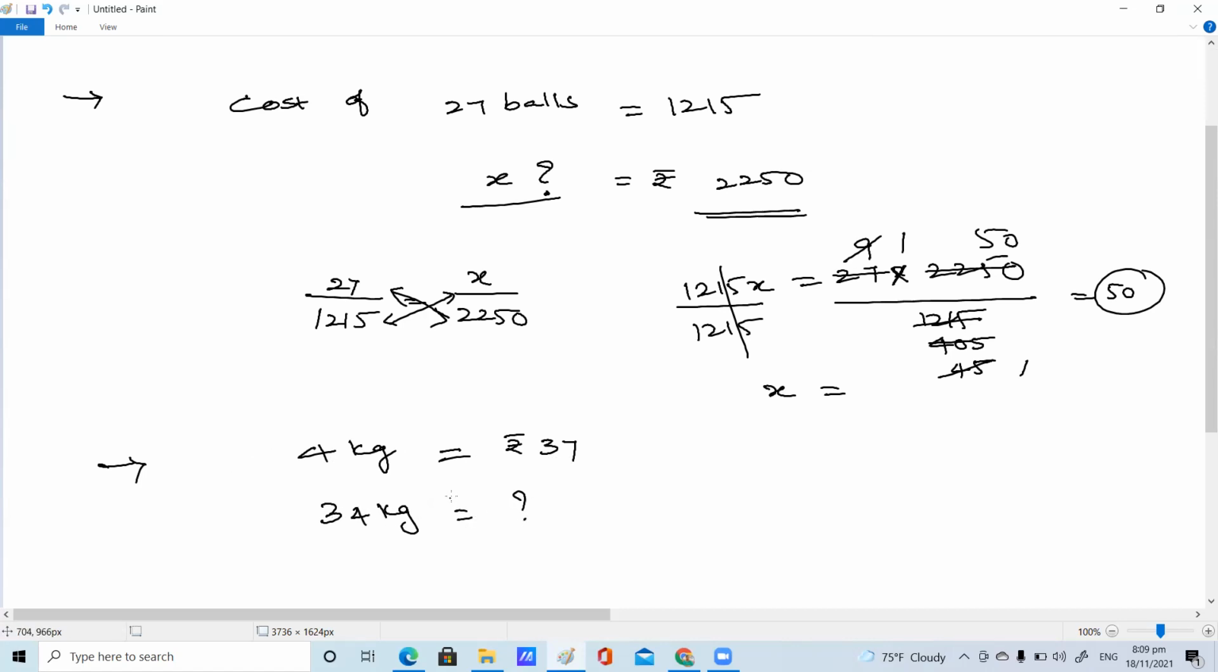Take the unknown thing as x, children. It's a direct proportion. Ma'am, 4 direct. 37 into 34 by 4. Very good. Come on, what's the value you are getting here? Please tell.